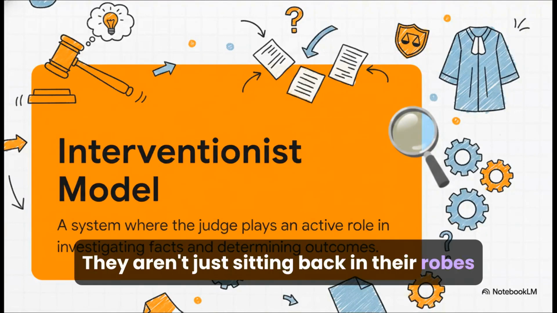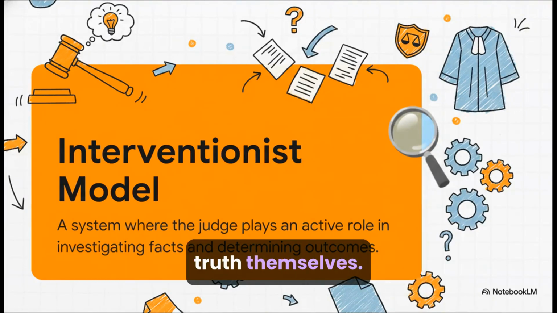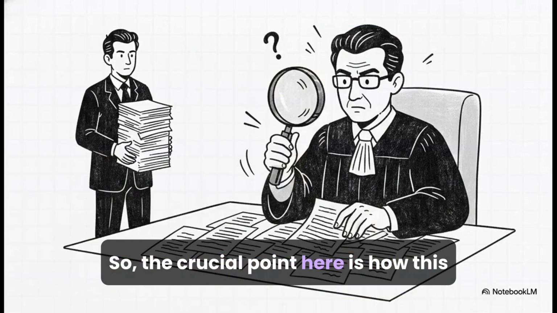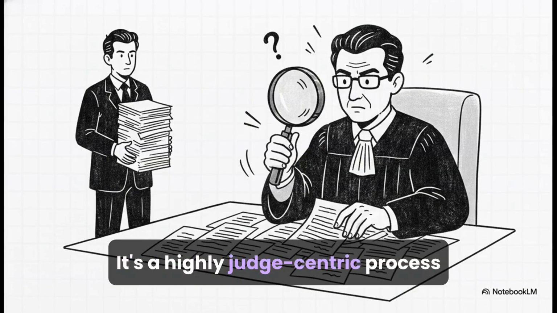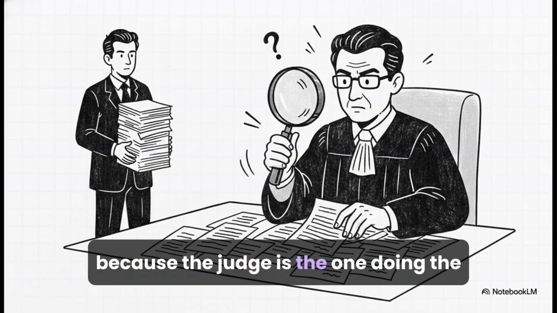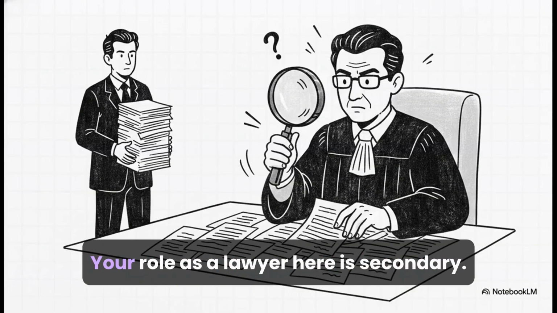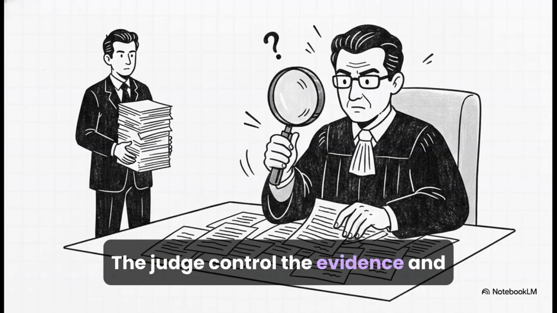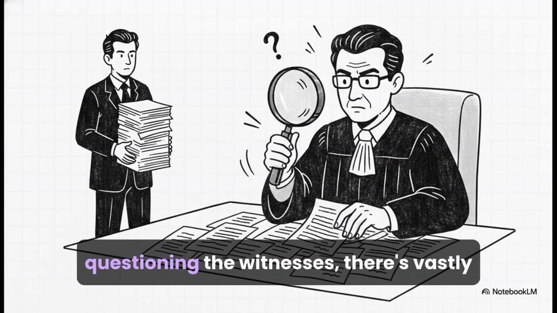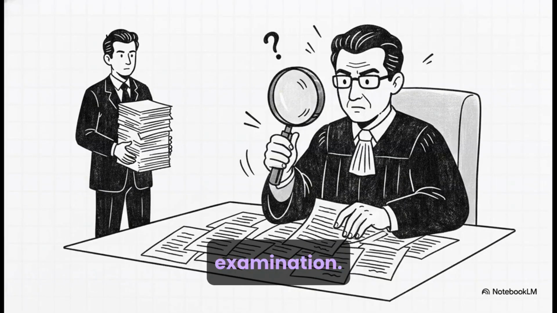They aren't just sitting back in their robes watching the lawyers duke it out, they are actively out there seeking the truth themselves. So the crucial point here is how this entirely shifts the power dynamics in the courtroom. It's a highly judge-centric process. Because the judge is the one doing the heavy lifting of the investigation, there's way less reliance on lawyers. Your role as a lawyer here is secondary. You're there to assist, but you definitely do not control the case. The judge controls the evidence, and because the judge is primarily the one questioning the witnesses, there's vastly less emphasis on adversarial cross-examination.